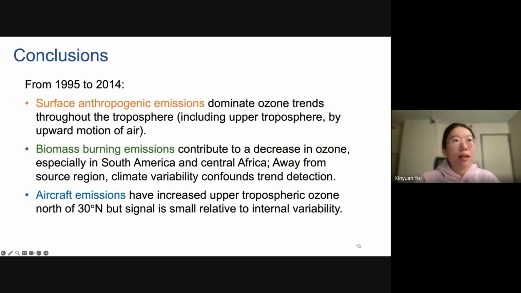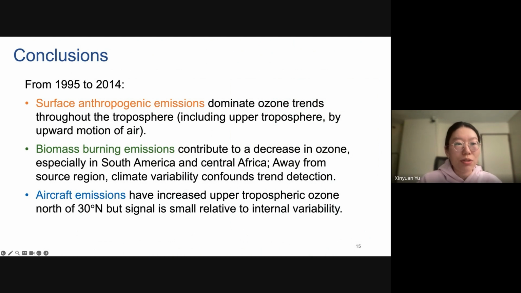Okay, so my conclusions for this work: over the past 20 years, the surface anthropogenic emissions dominate the ozone trends throughout the troposphere, even in the upper troposphere. Biomass burning emissions also contribute to a decrease in ozone, especially in South America and Central Africa. But away from these regions, the climate variability confounds the trend detection.